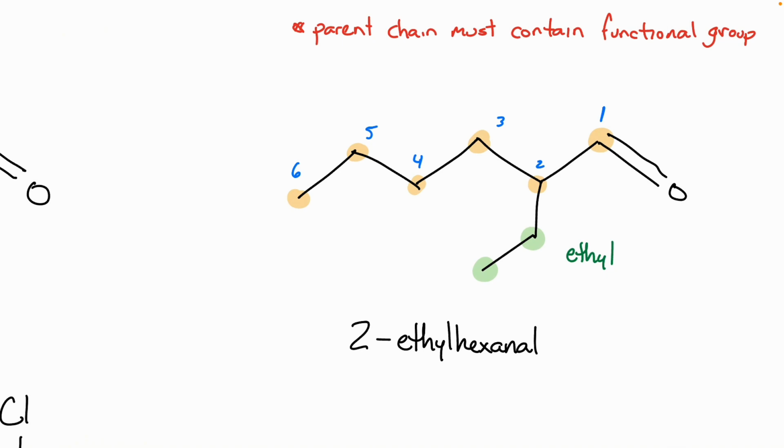All run together, right? The only place that we include dashes is to separate numbers from letters. So since I'm just running 2 letters together, I'm not going to stick anything in the middle here. Just ethyl hexanal, 2-ethyl hexanal.